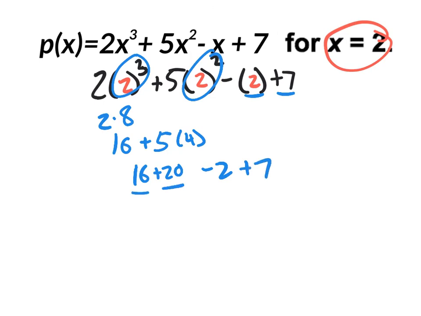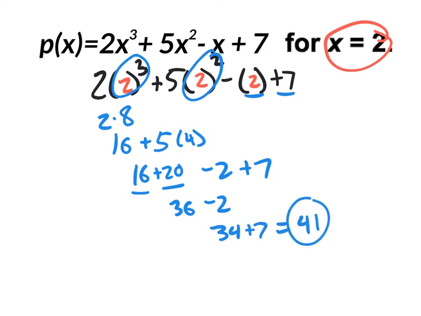16 plus 20 is 36. 36 minus 2 is 34. And 34 plus 7, man, that's horrible, 41. That is a lot of math. There's a lot of opportunities for mistakes. Actually, you guys caught me on a mistake right there. But you could use synthetic substitution in place of actual substitution. Now, what do I mean by that?